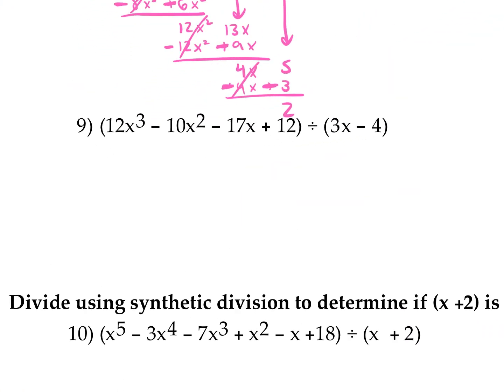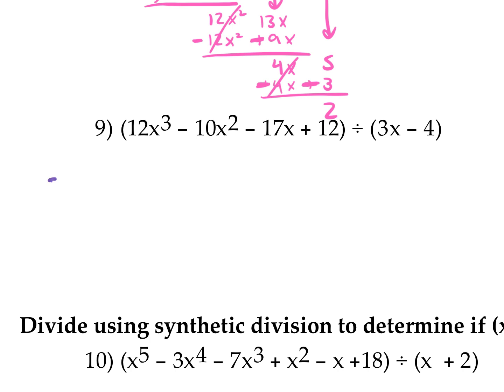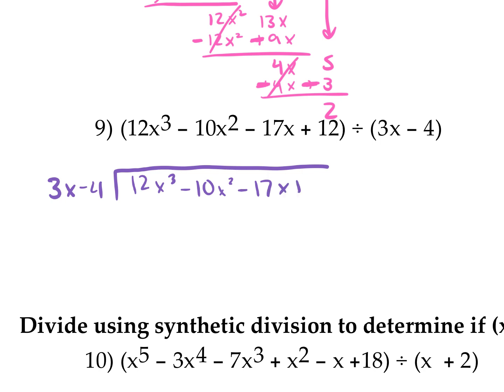All right, for number 9, we're going to do the same thing. So 3x minus 4 goes on the outside. 12x cubed minus 10x squared minus 17x plus 12 goes on the inside. So I need to think what times 3x gives me 12x cubed, or I can divide it. So 12 divided by 3 would be 4. X cubed divided by x is x squared. So 4x squared.